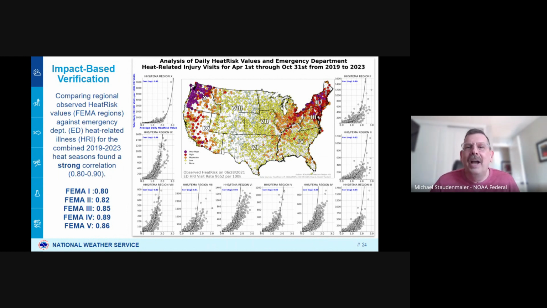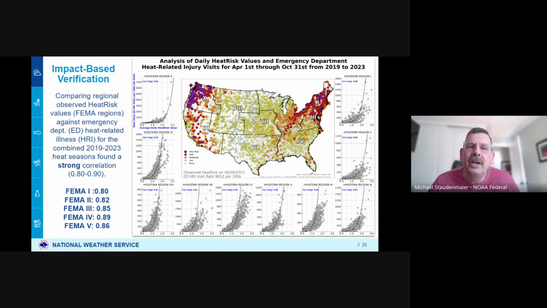In the weather and climate world, we pretty much get excited when we see correlation scores above 0.6. These 5-year correlations between heat risk and an independent injury data set across all regions were well above that, with the lowest correlation score being 0.80 in FEMA Region 1, which is the Northeast area up by Maine, and the highest correlation score being 0.9 in FEMA Region 6. 5-year correlations in all of the FEMA regions within Eastern Region were between 0.80 and 0.89.